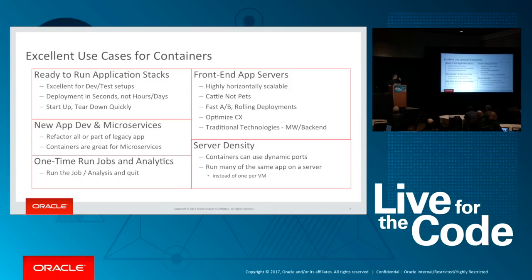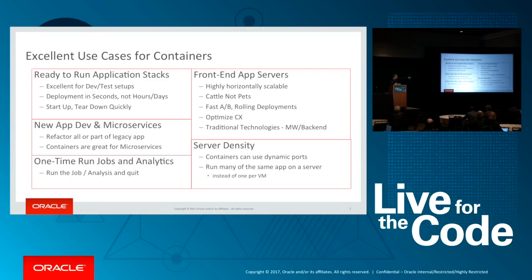Back on the left, one-time run jobs and analytics. There's a company called SAS. They make a big application for statistical analysis. And they discovered that to take their app and run it might take a couple days to get that set up. So they're starting to put that in a container, a big app, like 9 gigs in a container. Run it, and folks can try it, run their analysis, spin it up, spin it down, take the data, and they're done. So one-time run jobs, analytics, great use case for containers.